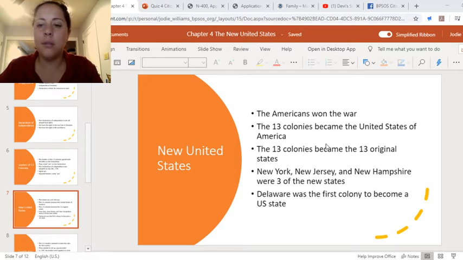And also, Delaware was the first colony to become a U.S. state. So, when they ask you which state was the first state, the answer is Delaware. Which original colony became the first U.S. state? Delaware.